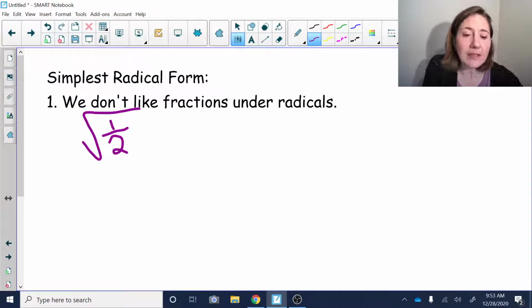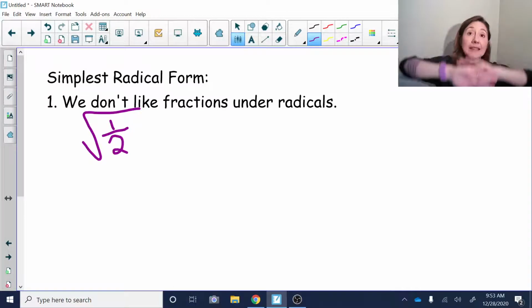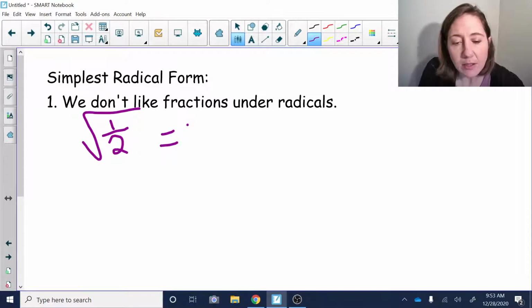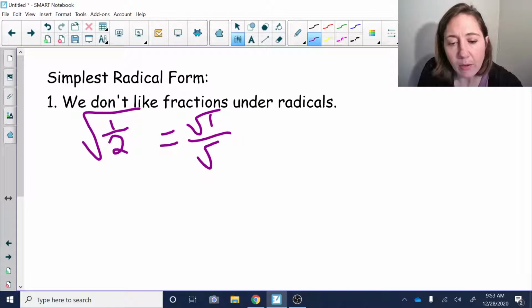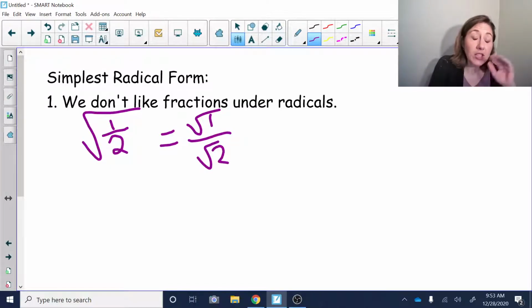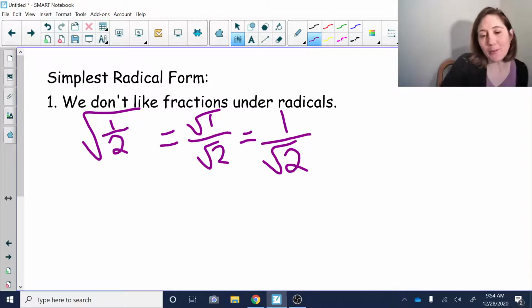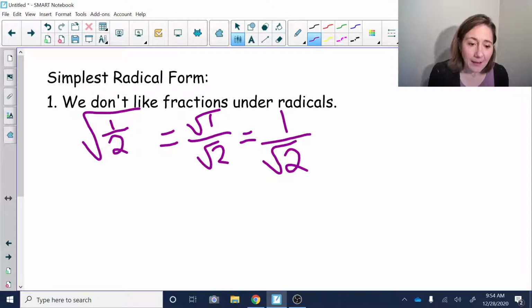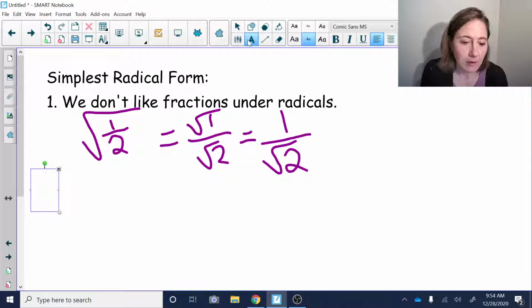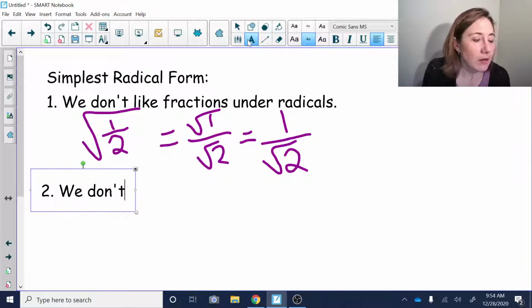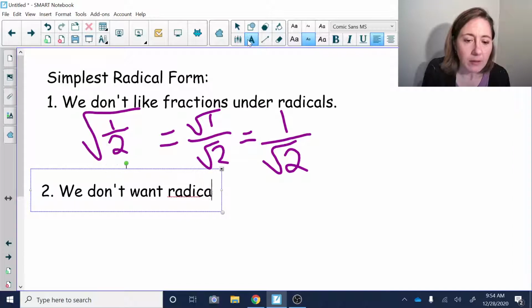So the easy way to do this is just deal with the bottom and the top separately. So I could write this as the square root of 1 over the square root of 2. Okay, just split it up into two problems. The square root of 1 is just 1. The square root of 2 I'm going to leave like that for now, but that's going to lead to another rule here. Another thing that we don't like is number 2. We don't want radicals in the denominator.